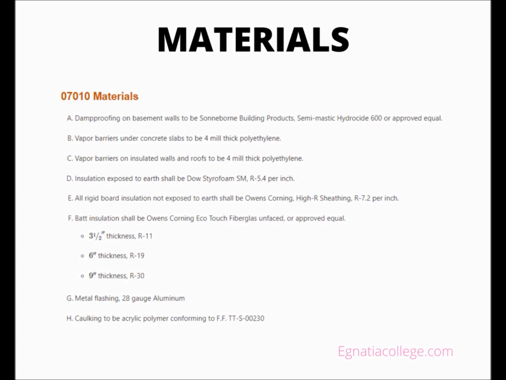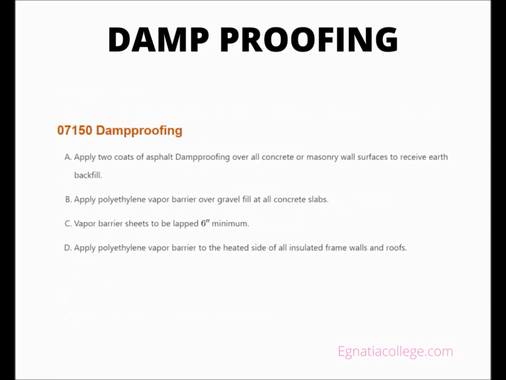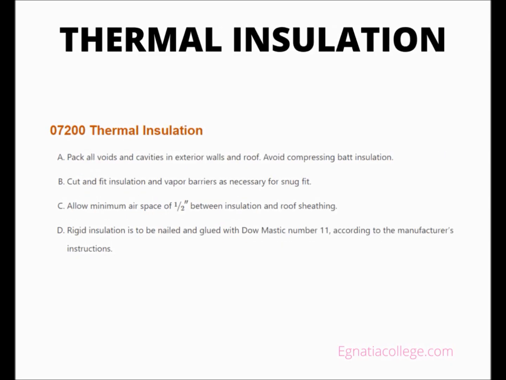Damp proofing. Apply 2 coats of asphalt damp proofing over all concrete or masonry wall surfaces to receive earth backfill. Apply polyethylene vapor barrier over gravel fill at all concrete slabs. Vapor barrier sheets to be lapped 6 inches minimum. Apply polyethylene vapor barrier to the heated side of all insulated frame walls and roofs. Thermal insulation. Pack all voids and cavities in exterior walls and roof. Avoid compressing batt insulation.